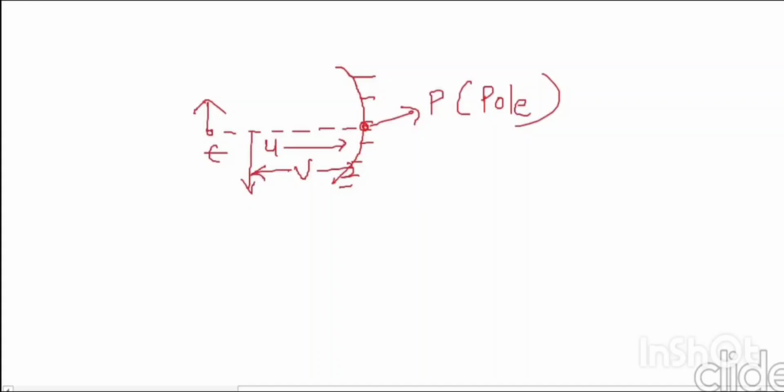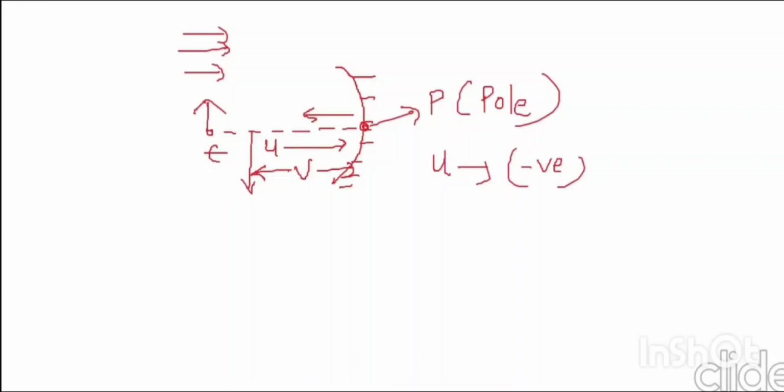You have to see it this way. Light rays from the object are coming in this direction, and you are doing the measurement in the opposite direction of the light, so you should write u as negative. The rule is: if you are making measurements in the direction of the light rays, consider it a positive quantity; if in the opposite direction, consider it a negative quantity. Similarly, v also will be a negative quantity.